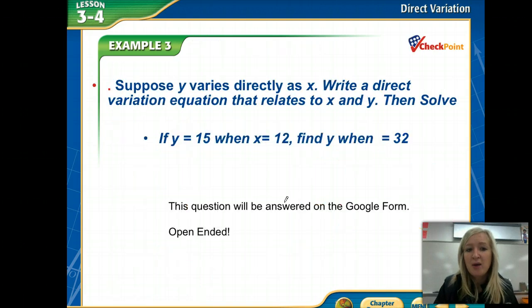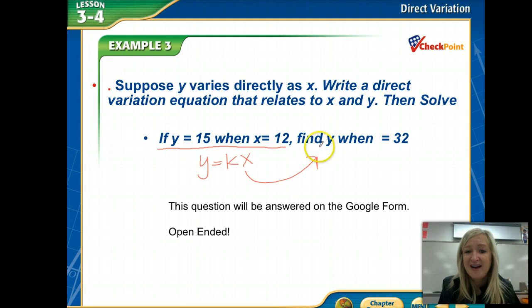So I'm going to have you try one now. It says suppose y varies directly as x. Write a direct variation equation that relates x and y, and then solve. So just a couple reminders. It's a 2-part problem. You are going to first use this to find your formula for y equals kx. You're finding what k equals. Then you're going to use this formula to now find y when x equals 32. So go ahead and try it.